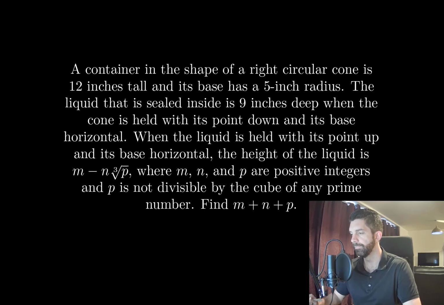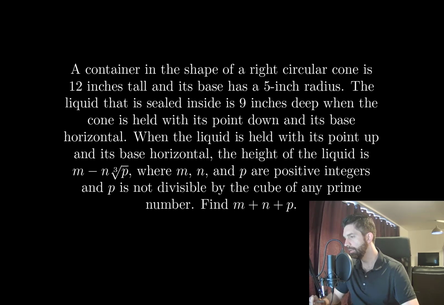The liquid that is sealed inside is 9 inches deep when the cone is held with its point down and its base horizontal. When the liquid is held with its point up and its base horizontal, the height of the liquid is m minus n times the cube root of p, where m, n, and p are positive integers, and p is not divisible by the cube of any prime number. Find m plus n plus p.